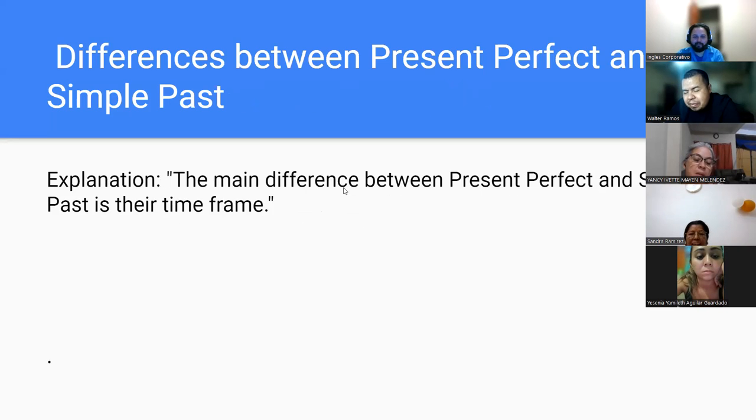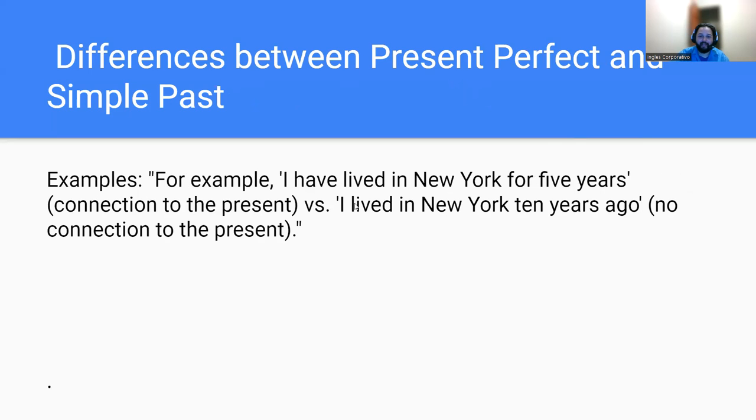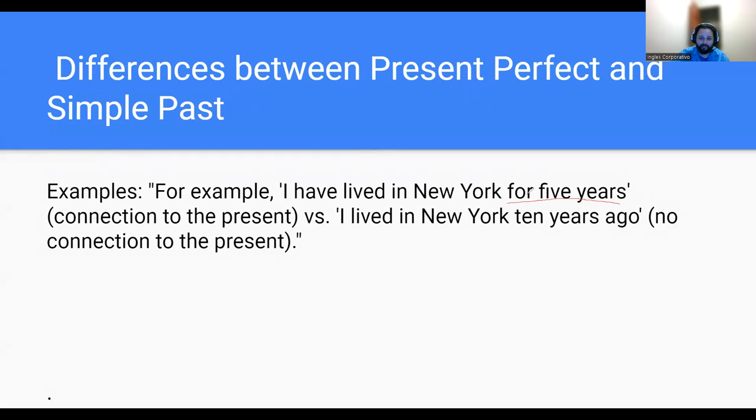All right, so for example, guys, the main difference between present perfect and simple past is their time frame, right? When something happened. For example, I have lived in New York for 5 years. Notice that you can say for 5 years. You can talk about the duration, right? For 5 years.